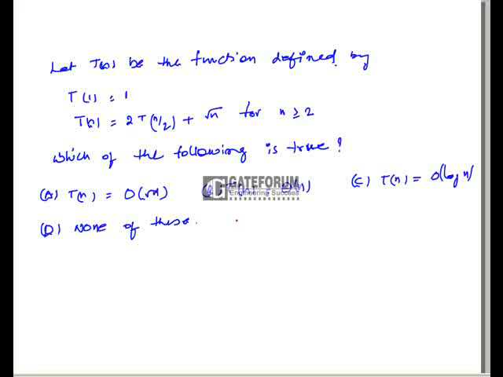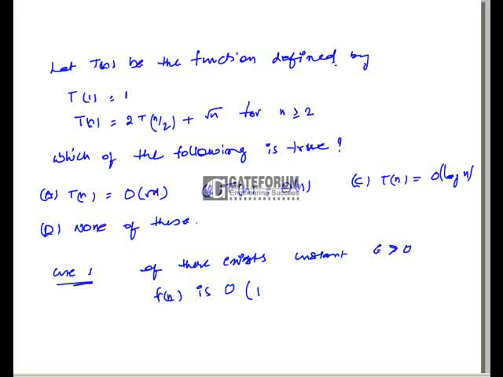For this kind of problems we use Master's theorem for solving. So let us take case 1 of Master's theorem. If there exists a constant epsilon greater than 0 such that f of n is order of n power log a to the base b minus epsilon.